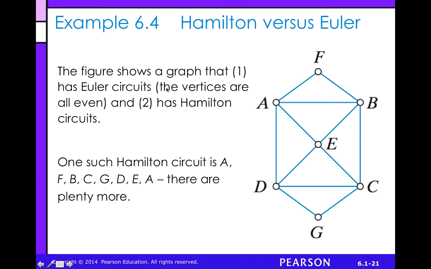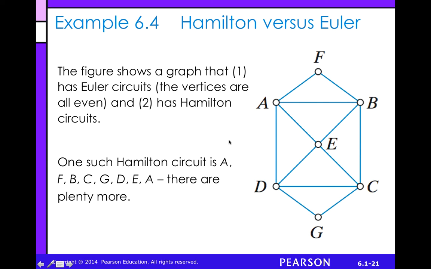So here's an example showing that. This figure shows a graph that has Euler circuits and has Hamilton circuits. It's not too hard to find a Hamilton circuit. We can go A, F, B, C, G, D, E, A. And notice that we visited every vertex only once, except of course for A where we started and ended. Let's do that again: A, F, B, C, G, D, E, A. Notice that we did not traverse the edge AD.